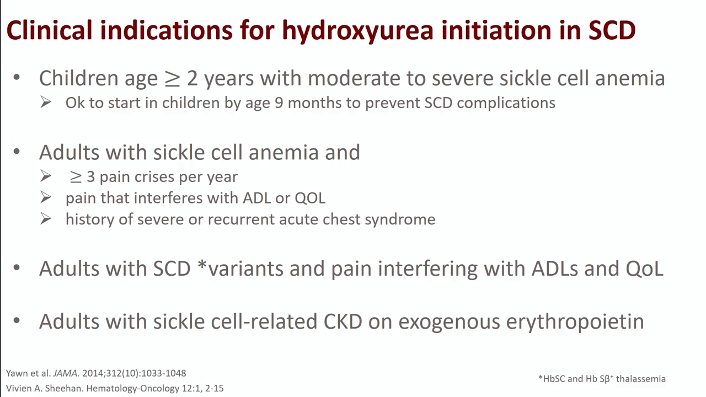In adults with sickle cell anemia, so SS or S-beta zero thalassemia, if they're having frequent crises, if they've had recurrent or severe acute chest syndrome, or if they have pain that interferes with the activities of daily living or their quality of life, you should start them on hydroxyurea. There is less evidence for starting hydroxyurea in people with non-severe SCD genotype, so hemoglobin SC or S-beta plus thalassemia. There's less evidence, but we can still do it if they have ongoing pain.